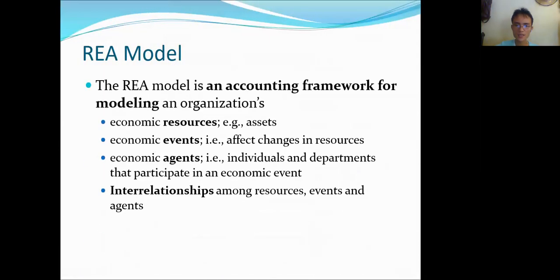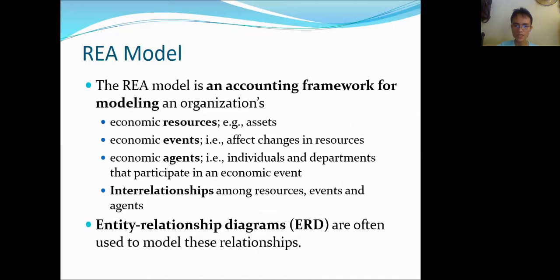All right. The REA model is a framework for accounting that would be easier for us to analyze, wherein we talk about resources, events, and agents, and their relationships with each other, or interrelationships. And to be able for us to easily understand, that's why there are entity relationship diagrams or ERD.